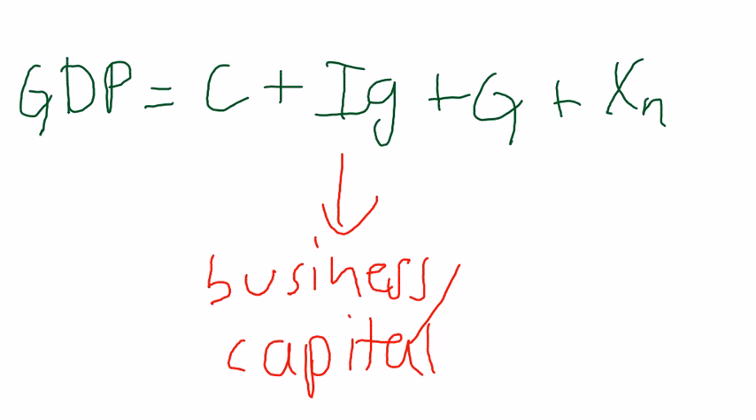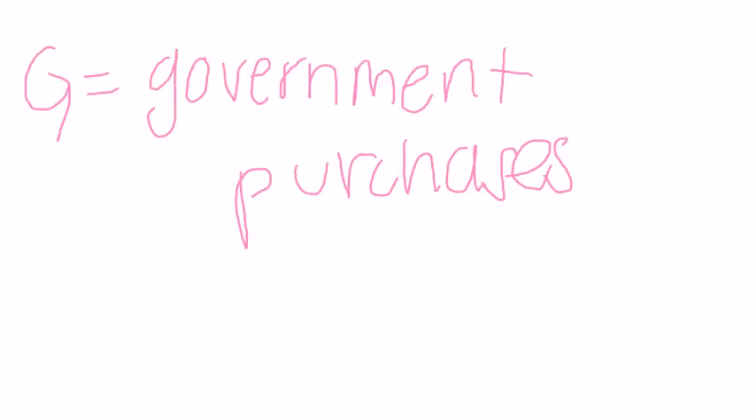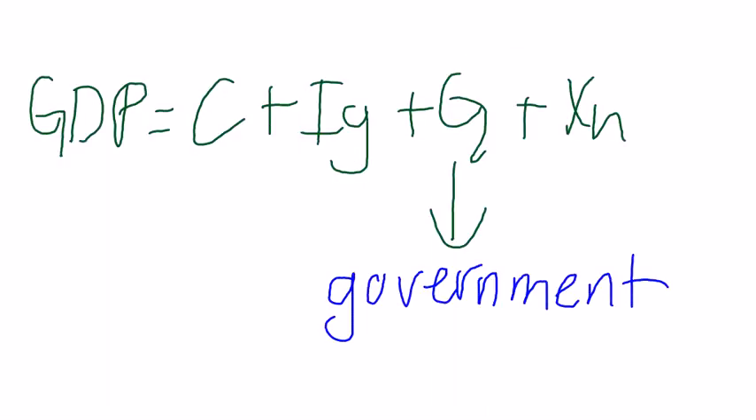So the next one is G. G represents the government purchases. So everything that the government consumes in providing public services such as transportation, education, highways, and it also includes the social capital. So in the equation, the G represents the government.